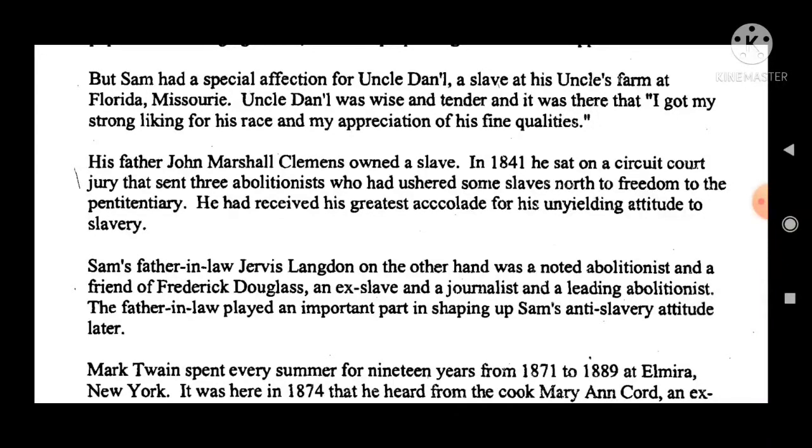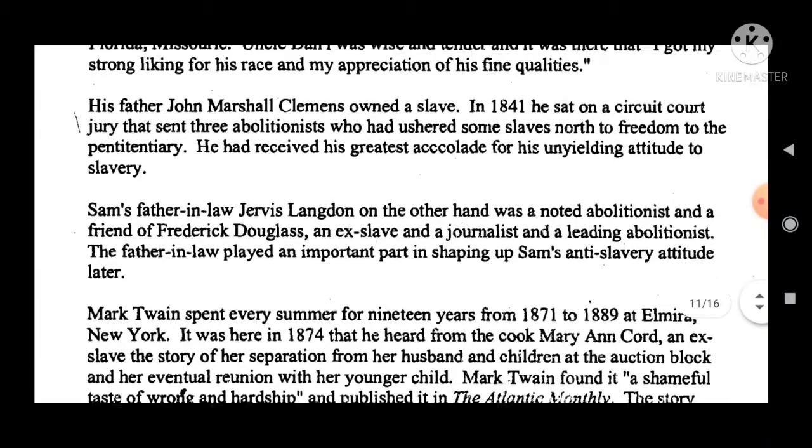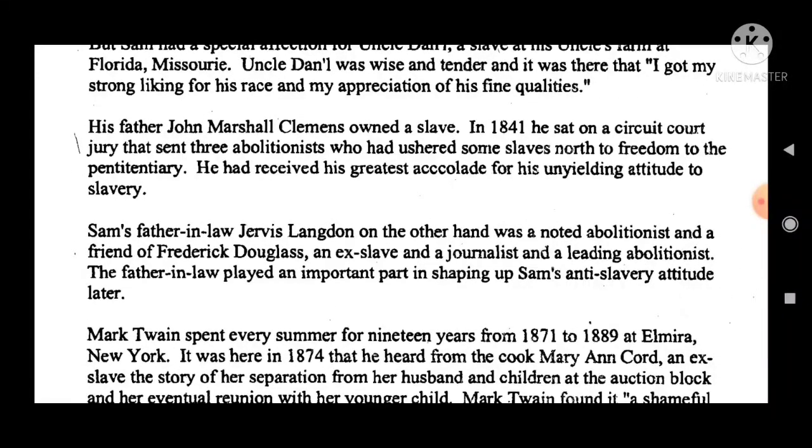His father, John Marshall Clemens, owned a slave. In 1841, he sat on a circuit court jury that sent 3 abolitionists who had ushered some slaves north to freedom to the penitentiary. He had received his greatest accolade for his unyielding attitude to slavery.